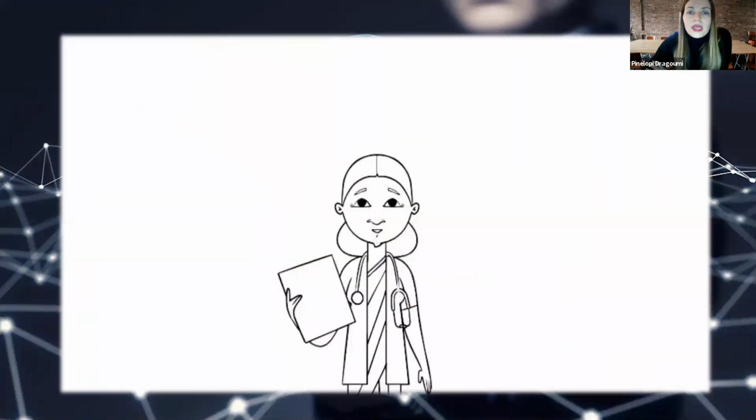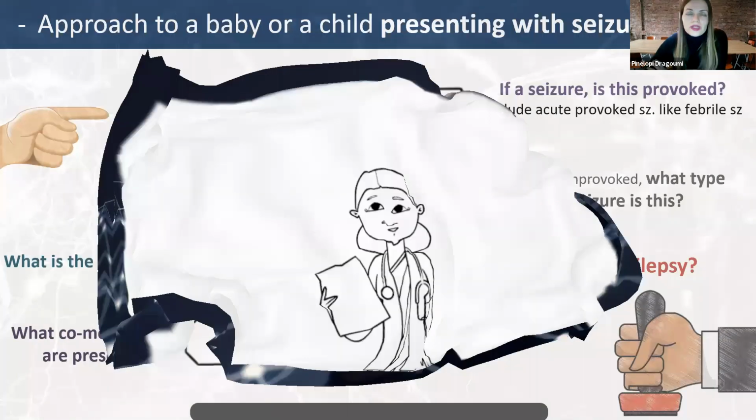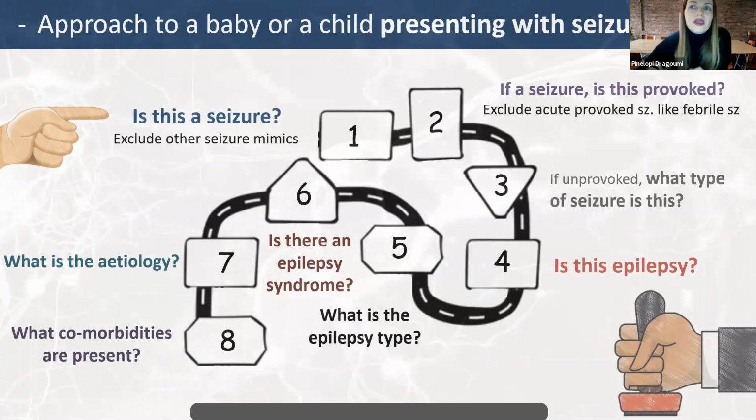How are we going to make the correct diagnosis? I think this says everything in terms of how to approach a child who presents with seizures. We need to start off with: is it a seizure or is it a seizure mimic? And this is quite an important first step. If we take this step wrong, then this can be detrimental to the child.